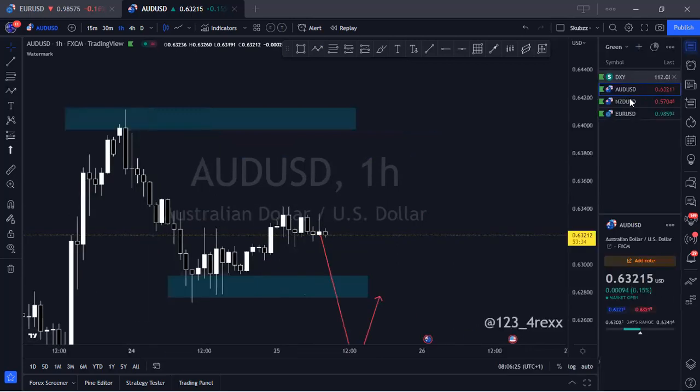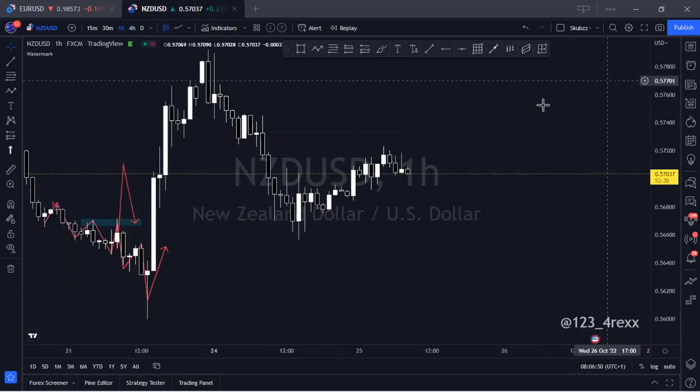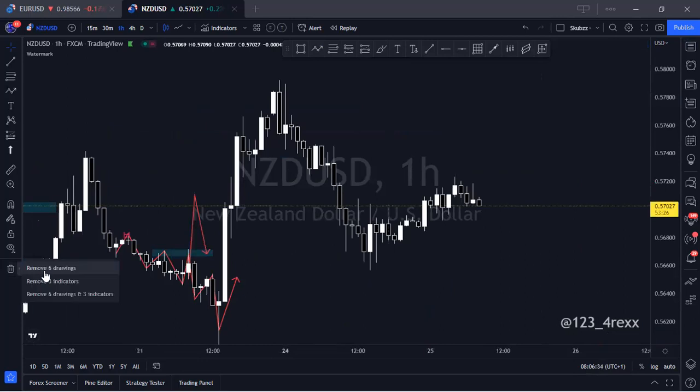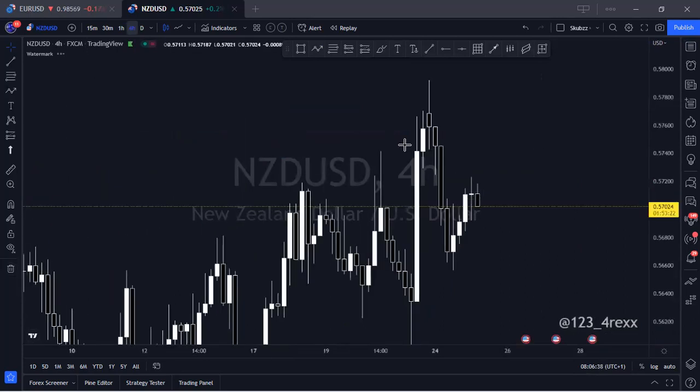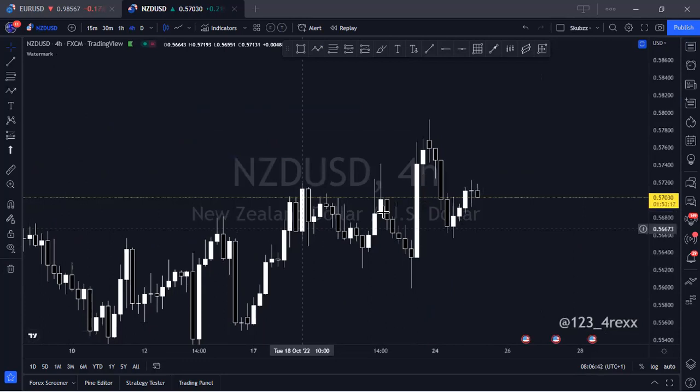So let's take a look at NZD/USD. NZD/USD is almost the same thing as AED/USD. Let's look at the 4H. Okay, we're bullish here too. We consolidated for a while, then we exited, and then we came back to retest, and now we're still struggling to push up.